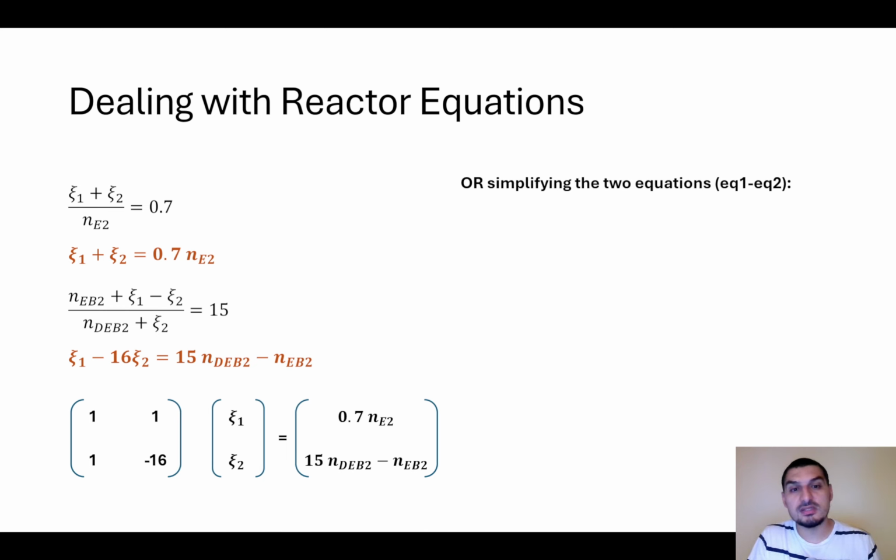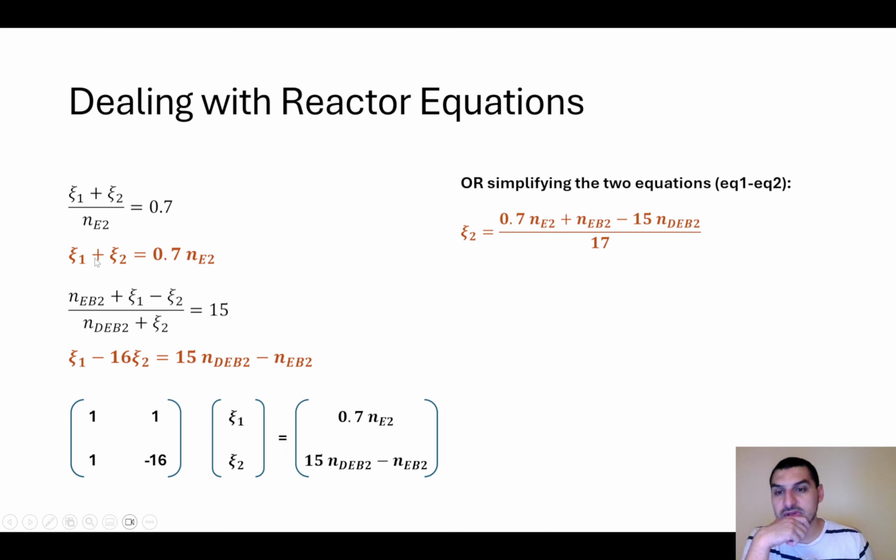The second option is to simplify the equations. So I can add or subtract equation 2 from equation 1. If you subtract them, xi1 would be cancelled out, and then it's going to be 17 xi2 equals this. So xi2 equals this over 17. So this is one way we can calculate xi2, and from xi2, xi1 equals 0.7 Ne2 minus xi2.